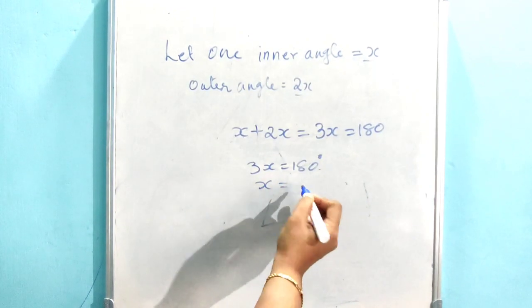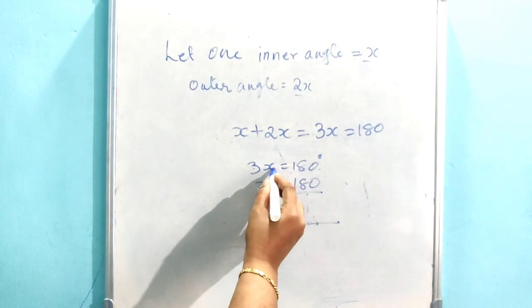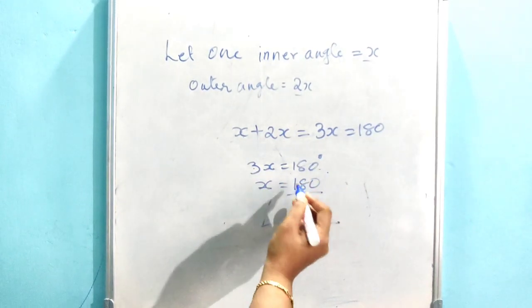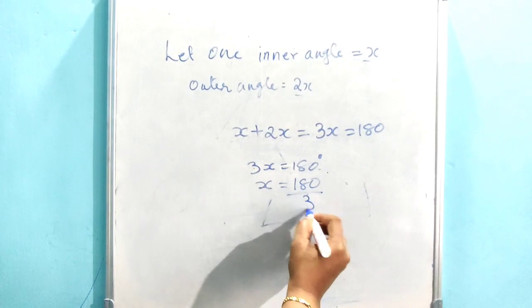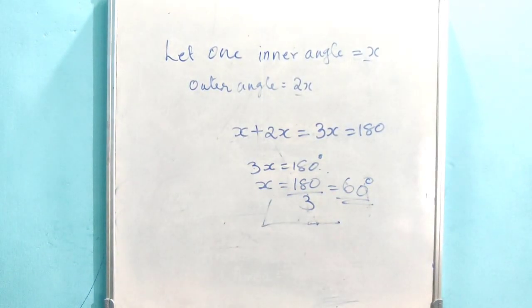Then what is x? 3 into x is equal to 180, then x is equal to 180 divided by 3, that is equal to 60 degrees. 180 divided by 3 is equal to 60 degrees. And so we have one inner angle equal to 60 degrees.